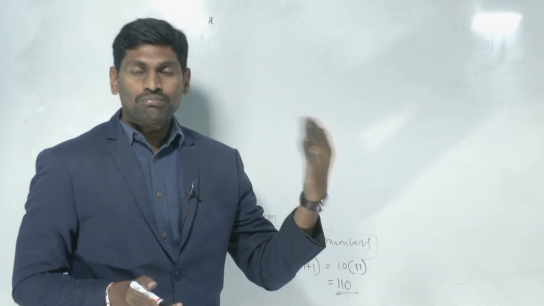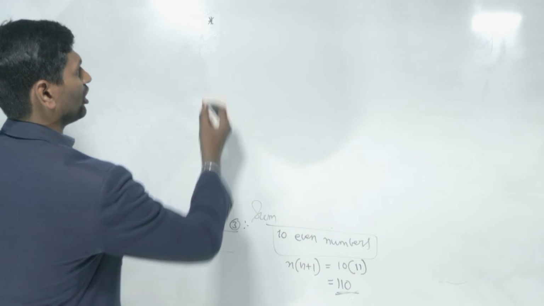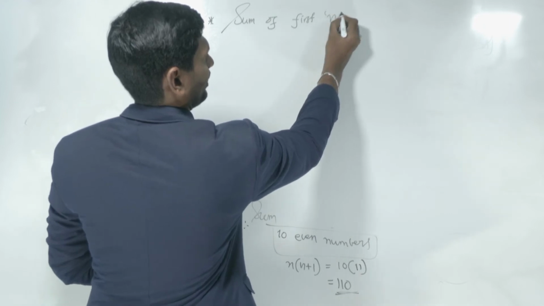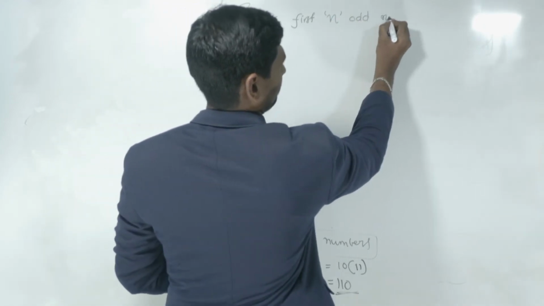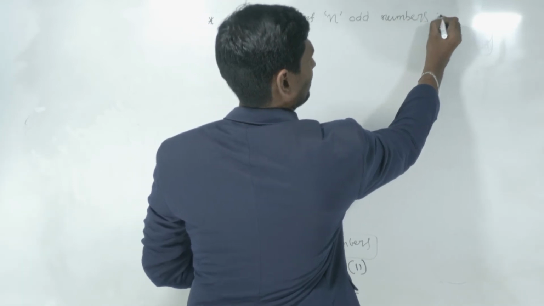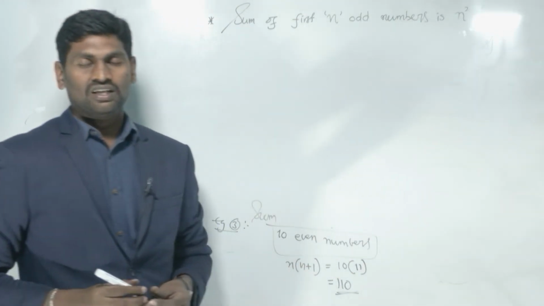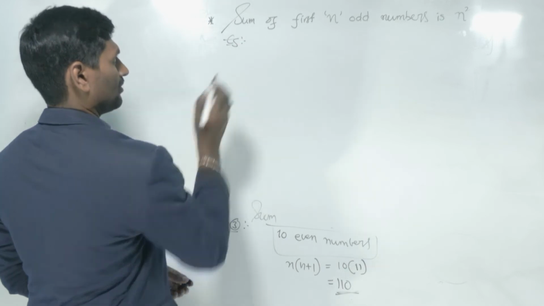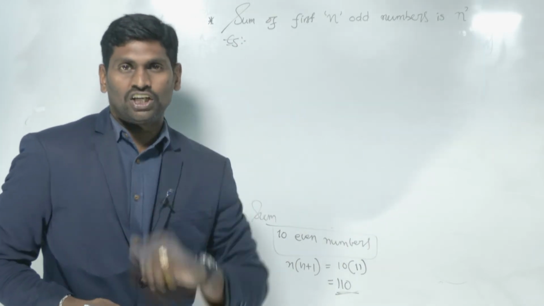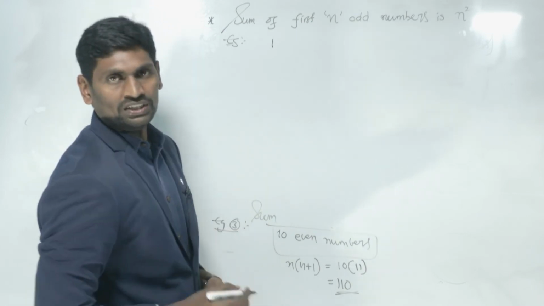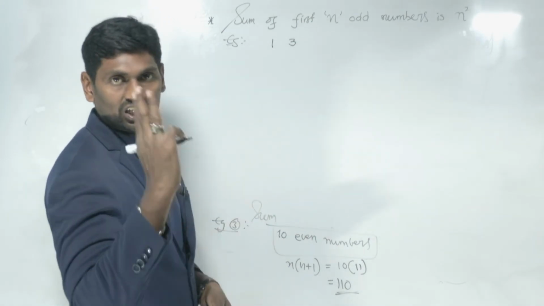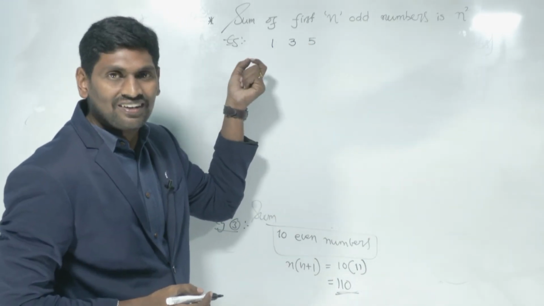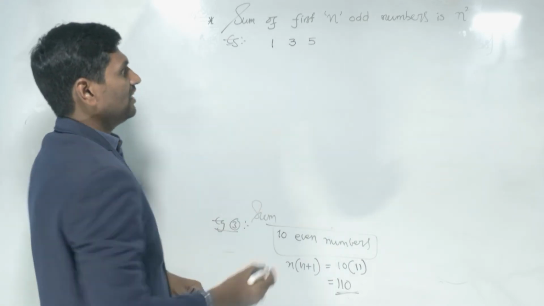The same concept we should apply for odd numbers also. For that also there is a formula. Sum of first n odd numbers is n square. Let us see one example. I am taking the first three odd numbers. First odd number 1, second odd number 3, third odd number is 5. Add all of them.